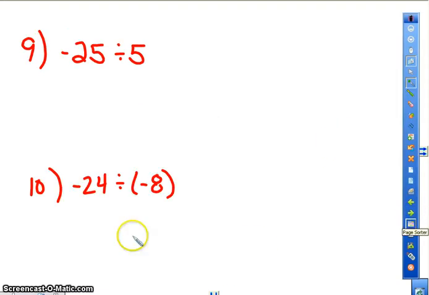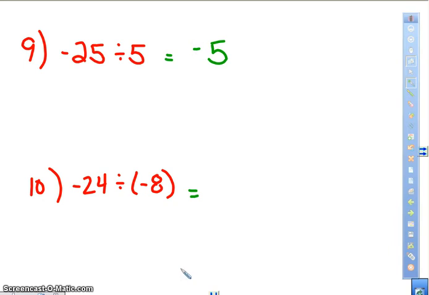For division, like I said, same rules as multiplication. So 25 divided by 5 is 5. Since I have opposite signs, it's -5. -24 divided by -8. 24 divided by 8 is 3. Negative divided by negative is positive.